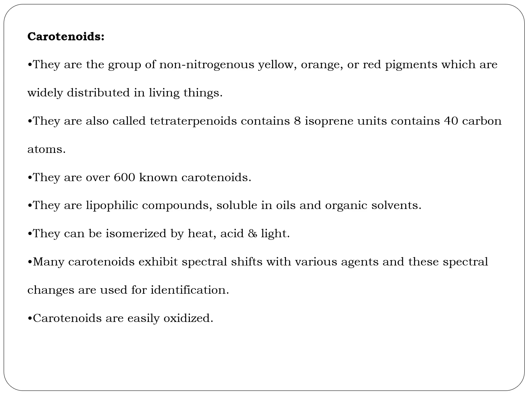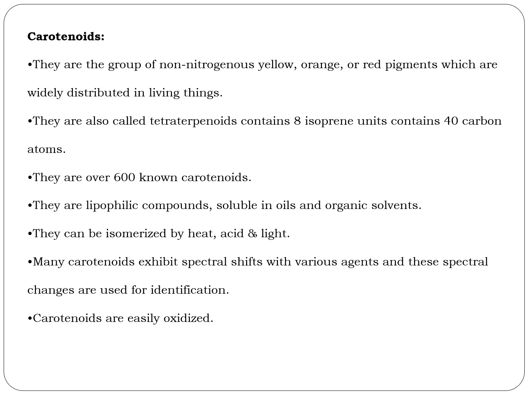Let us see a few points regarding carotenoids. They are a group of non-nitrogenous yellow, orange or red pigments which are widely distributed in living things. They are also called tetraterpenoids, which contain 8 isoprene units, comprising 40 carbon atoms. There are over 600 known carotenoids. They are lipophilic compounds which are soluble in oils and organic solvents. They can be isomerized by heat, acid and light.